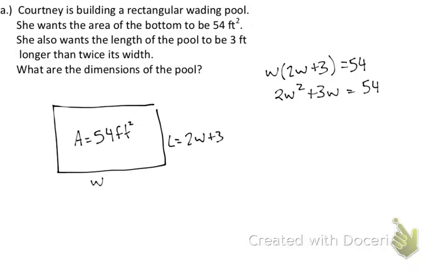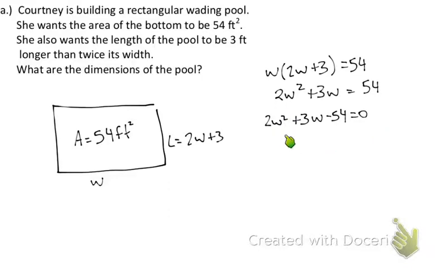So distributing, W times 2W, we get 2W squared. W times 3, we get 3W, equals 54. So in order to solve quadratics, we have to set this equal to 0. So subtract 54 on both sides, and we get 0 on one side.